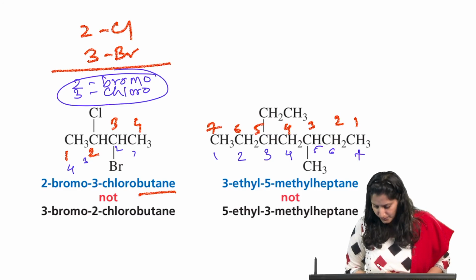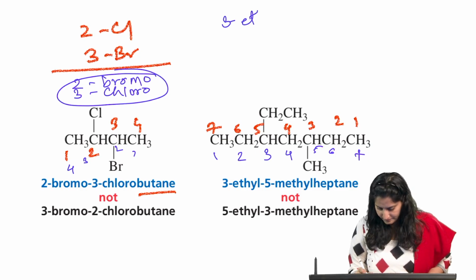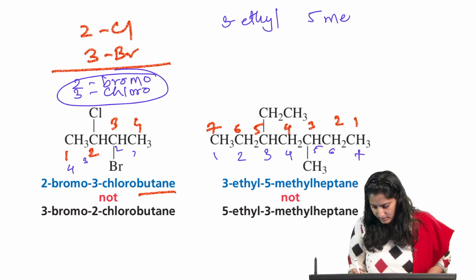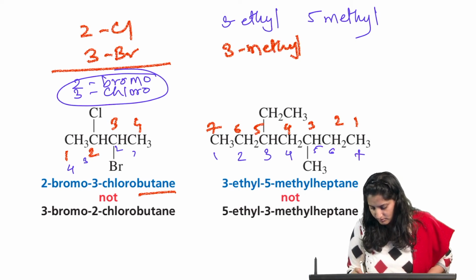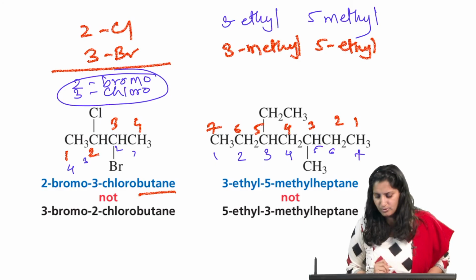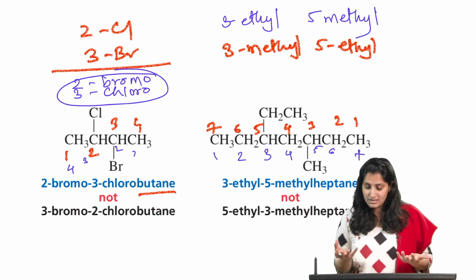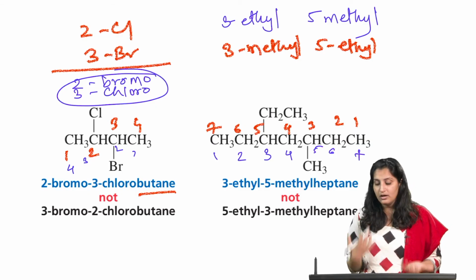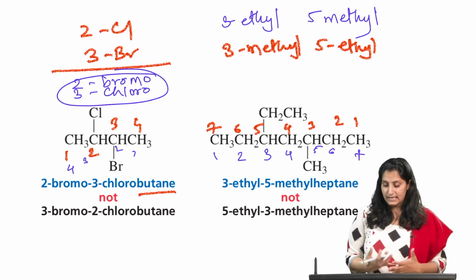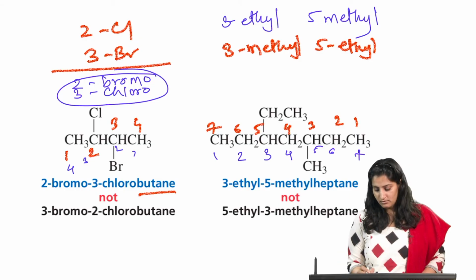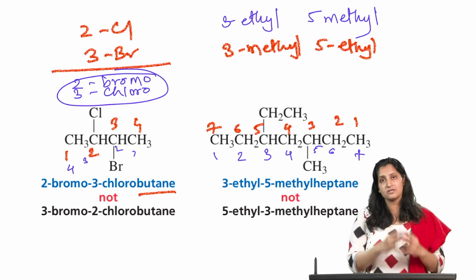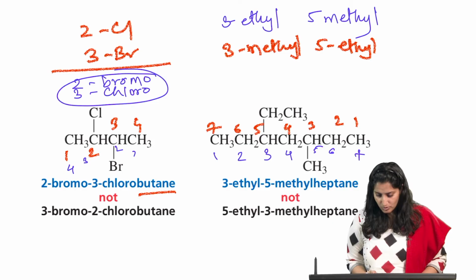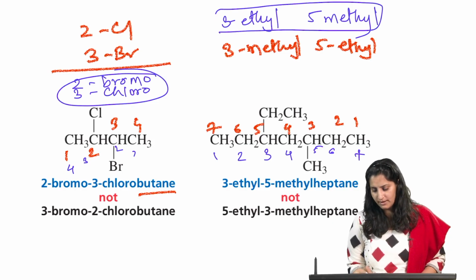If I number it in blue, I get a 3 ethyl 5 methyl, and if I number it in red, then I get a 3 methyl 5 ethyl. Now, you might ask the question that both of these numbers are the same, so then which one to prefer? Always remember that we have to go alphabetically. So, since E comes before M, the substituent with the E or ethyl should have the lower possible number associated with it. So, what I have is 3 ethyl 5 methyl.